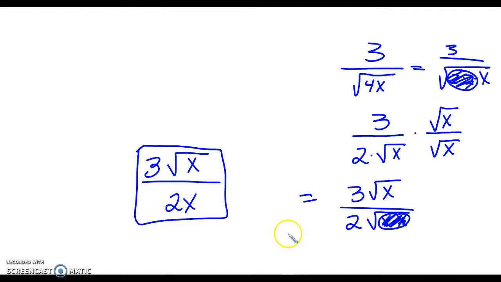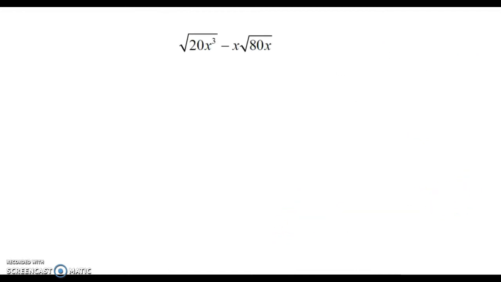I didn't mean for this video to be so long, but I want to give you one more example before I end. No, 2 more examples. Okay, let's take 20, the square root of 20x to the 3rd, and subtract x the square root of 80x.